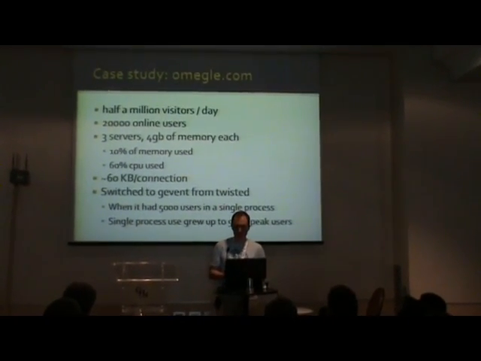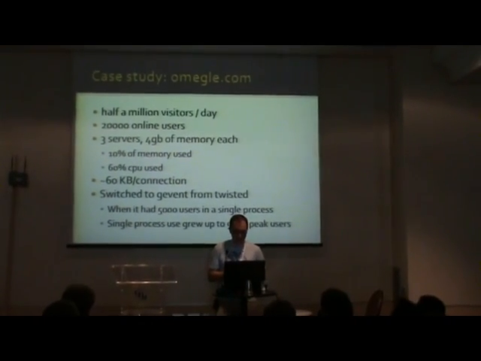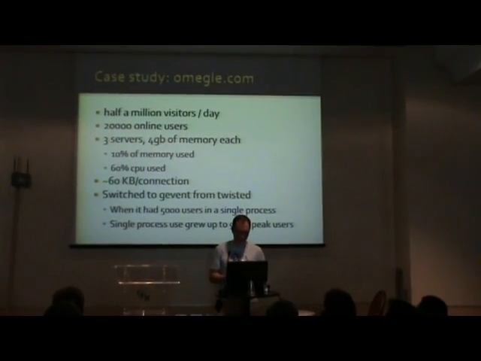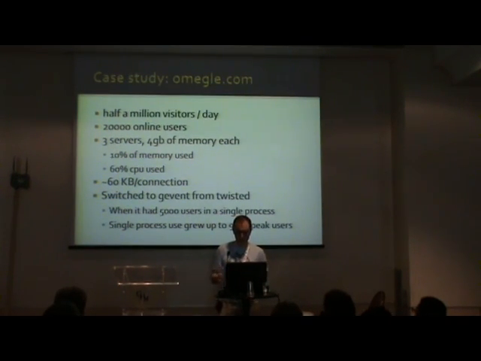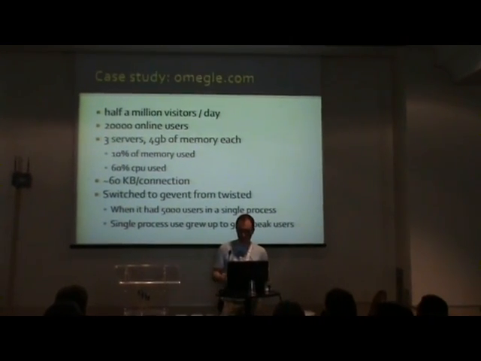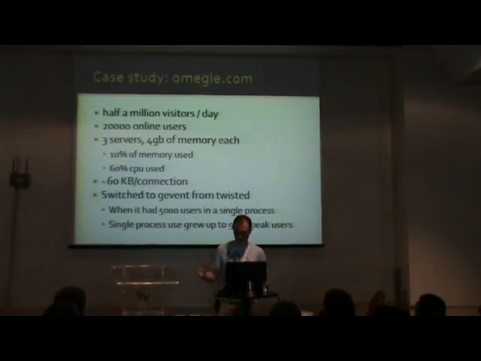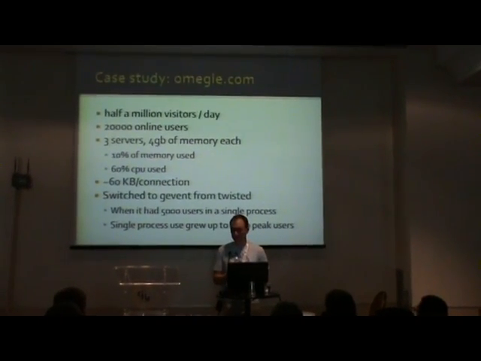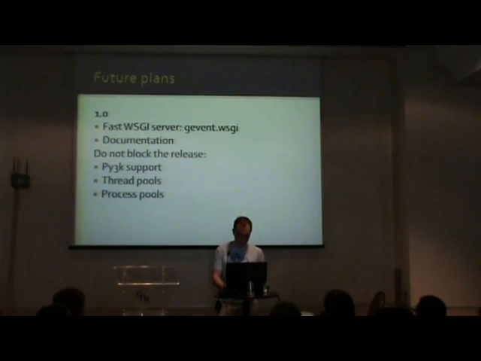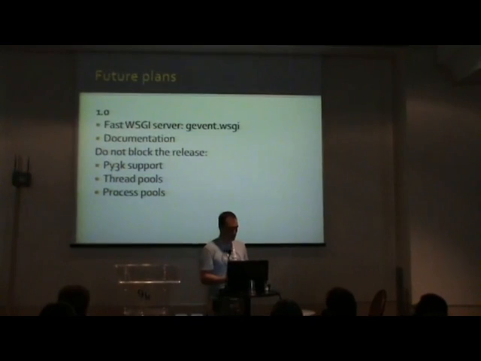This is one of the early users of Gevent, and this is information from the owner about how they operate. They used to use Twisted in a single process, but when the number of connections reached 5,000, the performance became slow, so he rewrote it in Gevent and was able to scale the single process up to about 10,000 connections. Now he has multiple servers, which are mostly idle, and the estimation that they use is 60 kilobytes per connection. So the plan for 1.0 is to provide this fast WSGI server, which is currently missing.